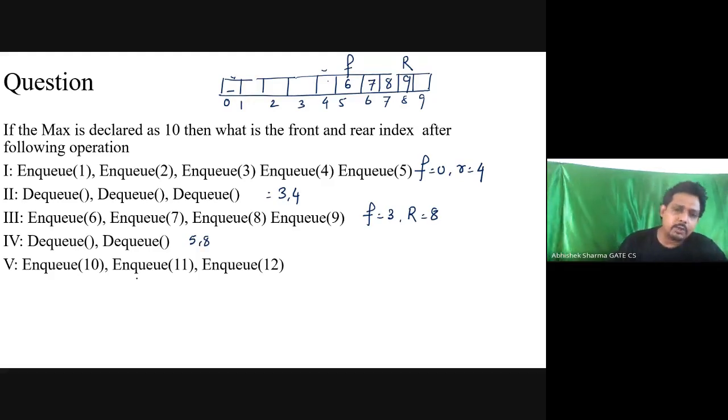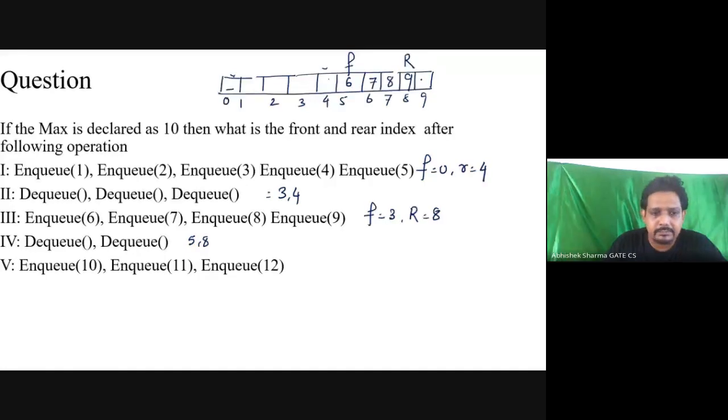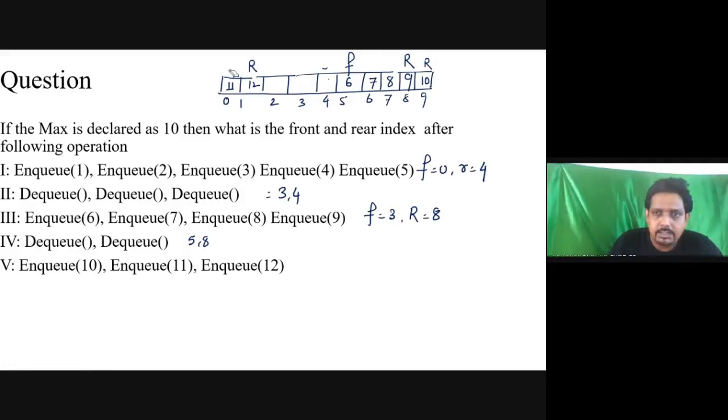Finally, NQ 3 times. So increment and insert 10, rear will be here. Increment, then max minus 1, rear will be here, 11, and increment and then insert, rear will be here and it will be 12. Erasing the rest of the part, this, this, and this, that will make the rear pointer pointing to 1. Rear will be 1, and front will be at 5. This is your final answer.